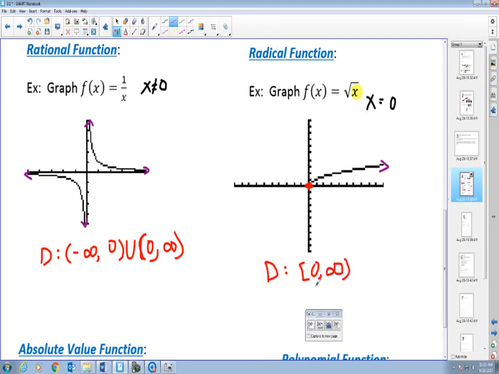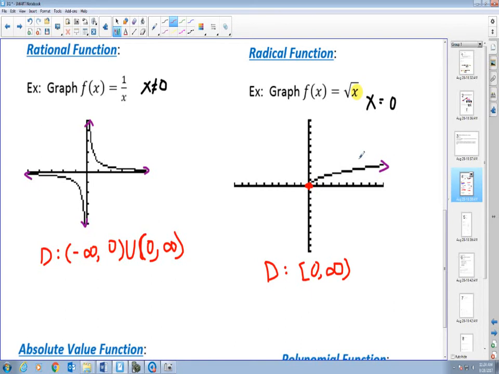So why do I use a bracket for my zero? Because zero is actually on the line. It's actually part of my function. That's why I use a bracket. The zero in the last example was the restriction on the domain where my x cannot be. That's why I used a parenthesis. As a matter of fact, the range for this one will also be from zero to infinity, keeping on going up from zero.